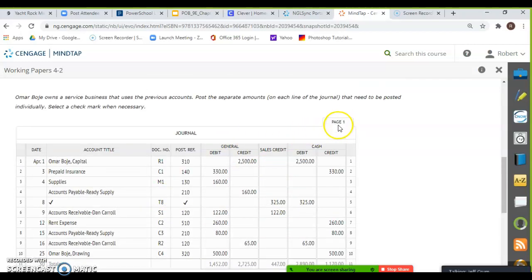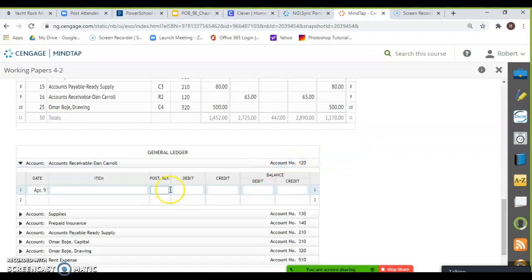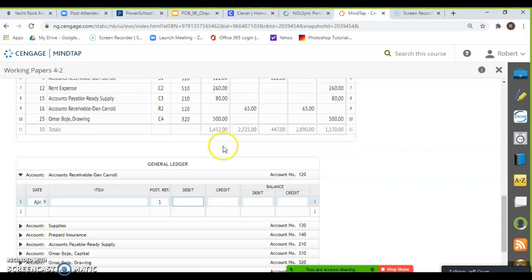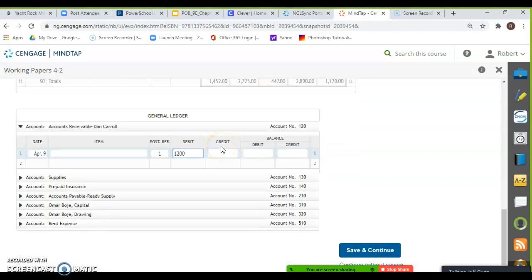That's up here on the journal, which is page 1. So we can put a 1 there. And then he had a debit of $122. So we can put 122 in here. So the transaction, remember, these are your transactions. And then down here is going to be the balance after the transaction happened. So he had a debit of 122. So that makes the new balance $122 debit. So that's the balance on the account.